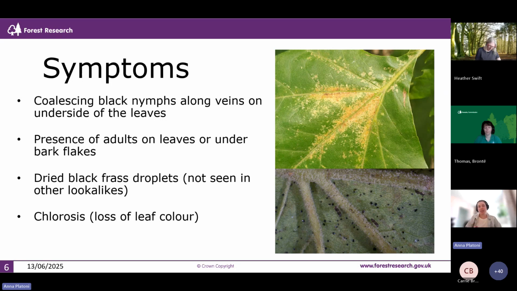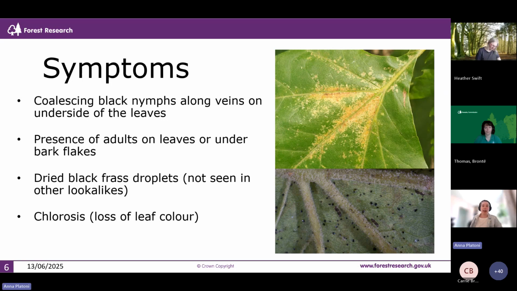Again, there are other things that can cause black dots on plane leaves. But these particular ones, the frass droplets, you should be able to scrape them off. They're sticky onto the leaf, but they're not part of the leaf. So you should be able to scratch them off with your finger.